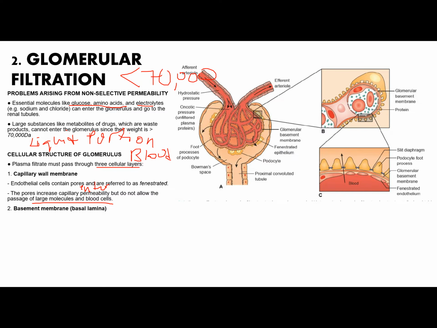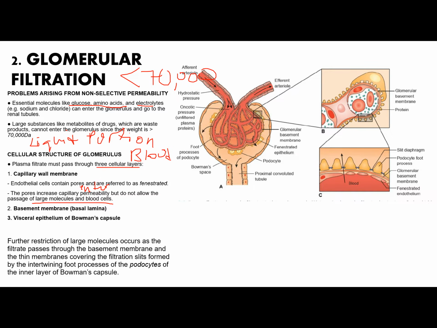Then the second cellular structure that the plasma filtrate would pass through is the basal lamina or the basement membrane. And the third one is the visceral epithelium of the Bowman's capsule. Further restriction of large molecules occurs as the filtrate passes through the basement membrane and the thin membrane covering the filtration slits formed by the intertwining foot processes of the podocytes of the inner layer of the Bowman's capsule.